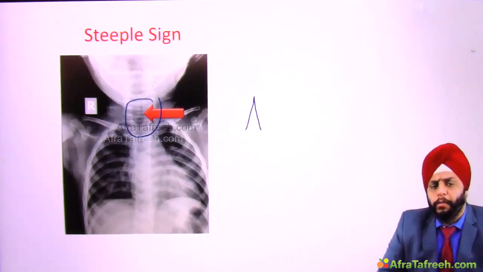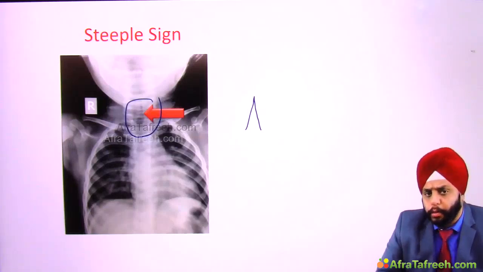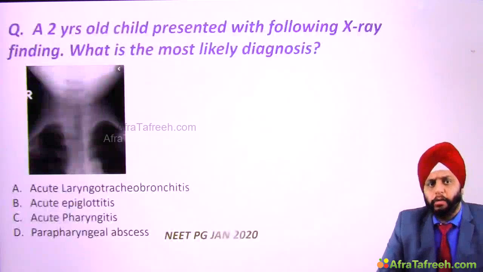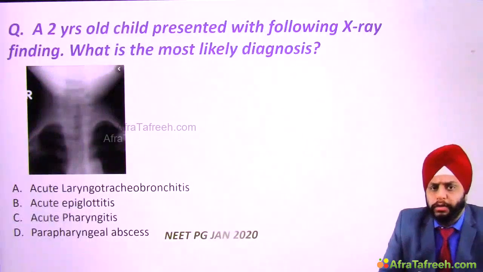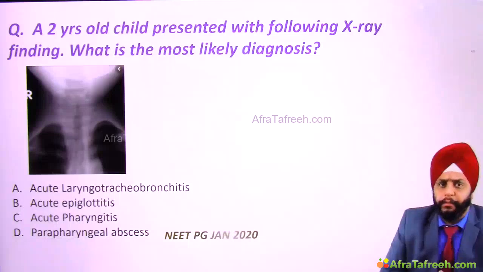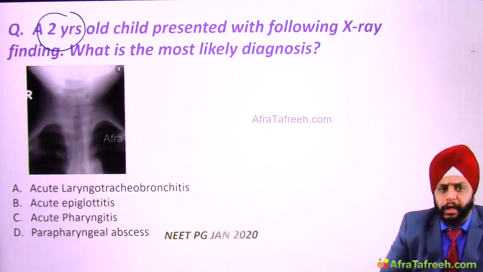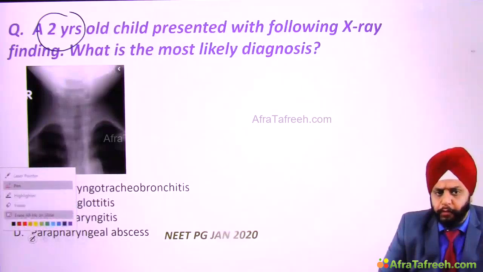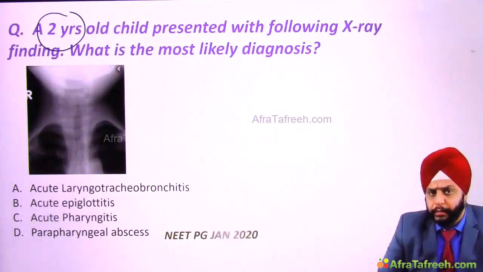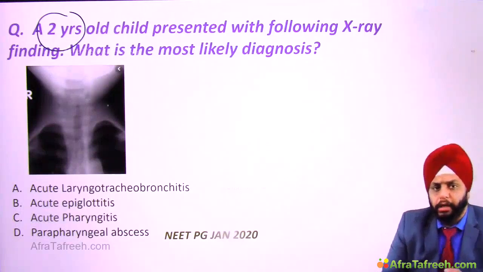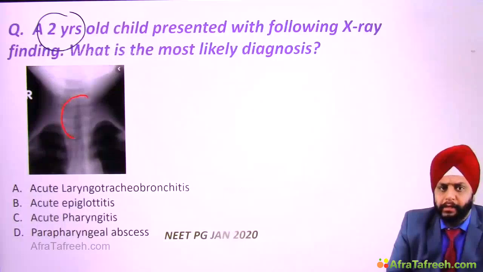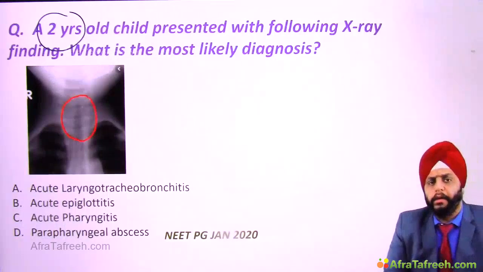So this will help you in the diagnosis of acute laryngotracheobronchitis. Right? Let's look at this question. A 2-year-old child presented with the following x-ray. So they have given you 2 hints: a 2-year-old child, and an x-ray. And what is there in the x-ray? The x-ray is very typical. Remember, if they don't give you a lot of history, they will give you a typical finding. So you can see over here, this is a classical pencil tip sign.